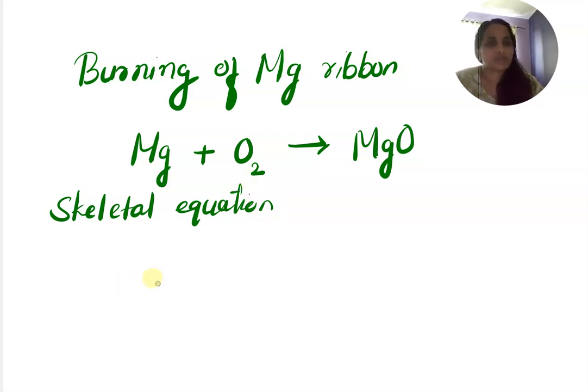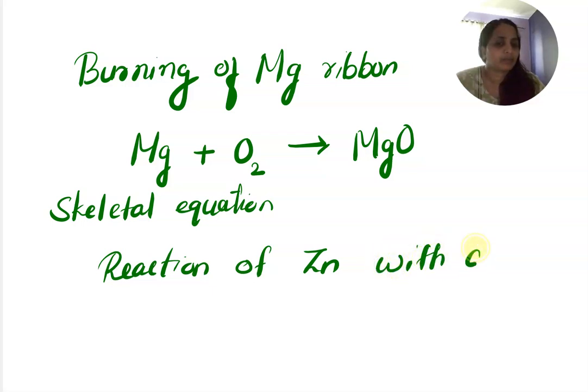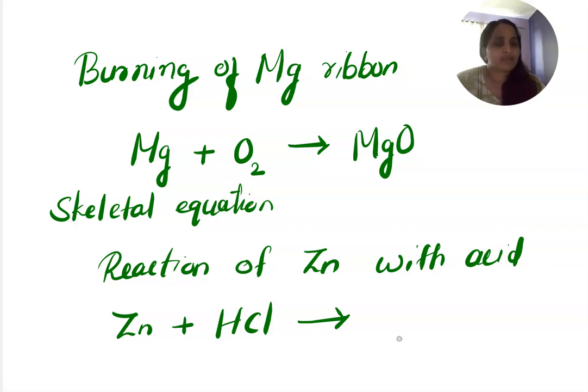Another equation I'll ask you: the reaction of zinc or metals with acid. Can you try to write a chemical equation? How will you write? Zinc plus, for example, here I am taking hydrochloric acid, HCl. What products will you get? Whenever metals react with acid, what gas evolves? Yes, hydrogen gas evolves. Along with that, what will you get? Zinc chloride, ZnCl2, plus hydrogen gas evolving here.